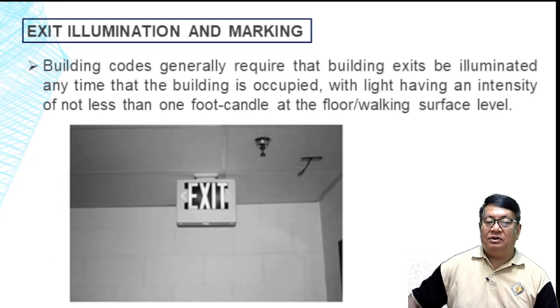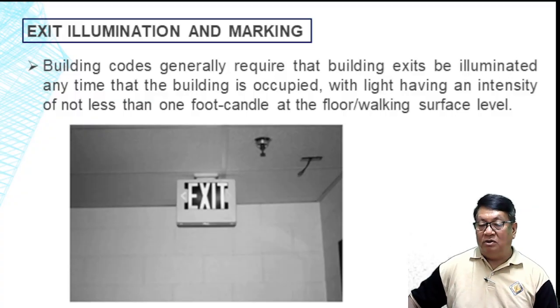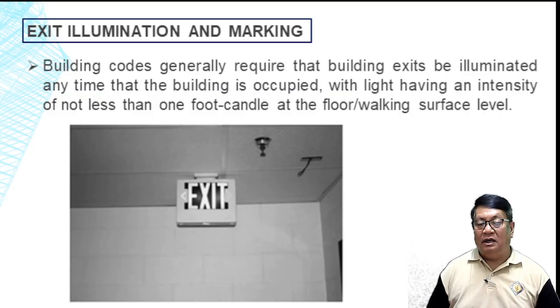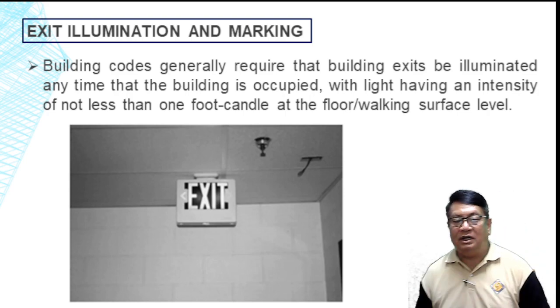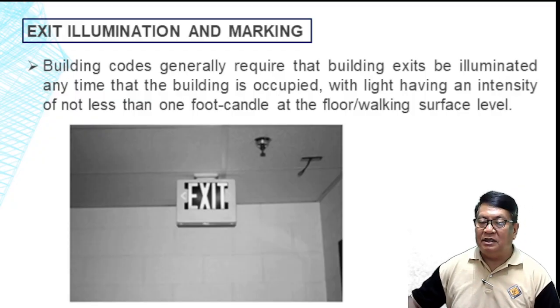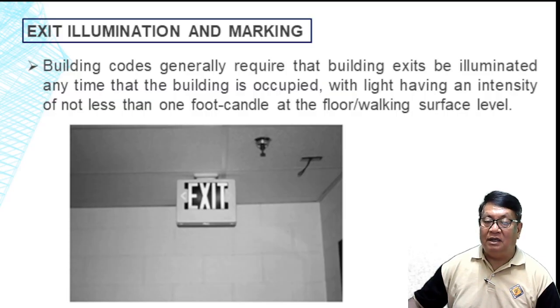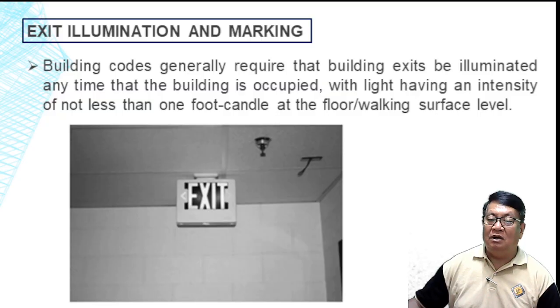Okay, so we also have exit illumination and markings. Be careful about the direction. The direction of the exit sign should be understood. Building codes generally require that building exits be illuminated anytime the building is occupied, with lighting having an intensity of not less than 1 foot-candle at the floor walking surface level. Okay, so we have that.